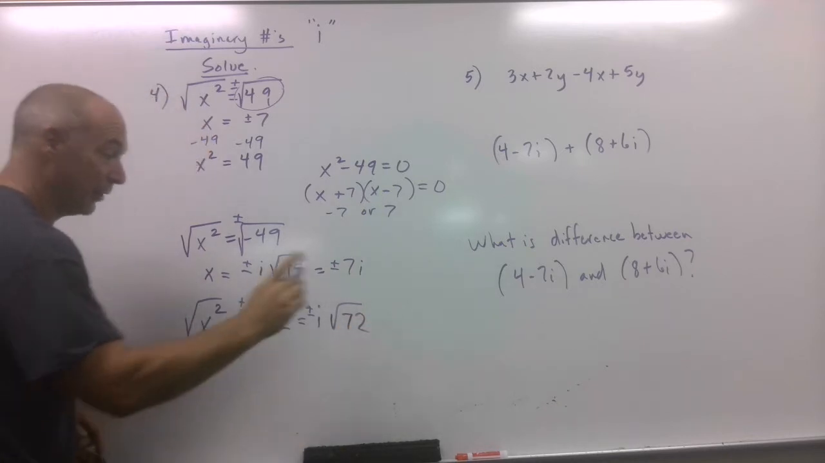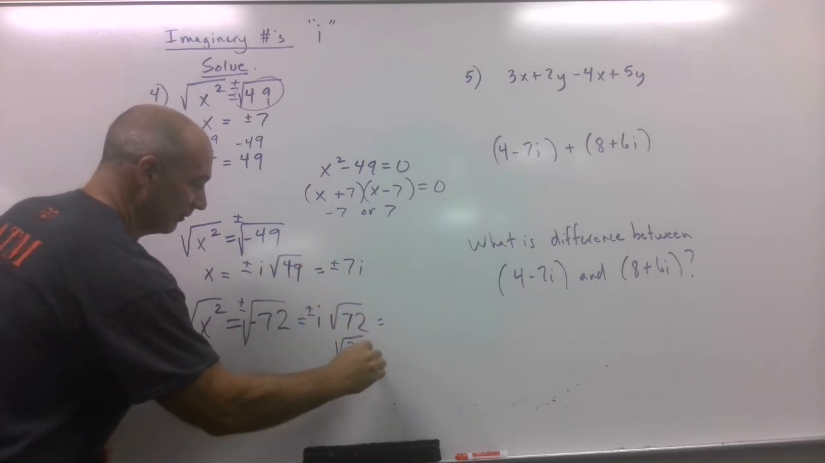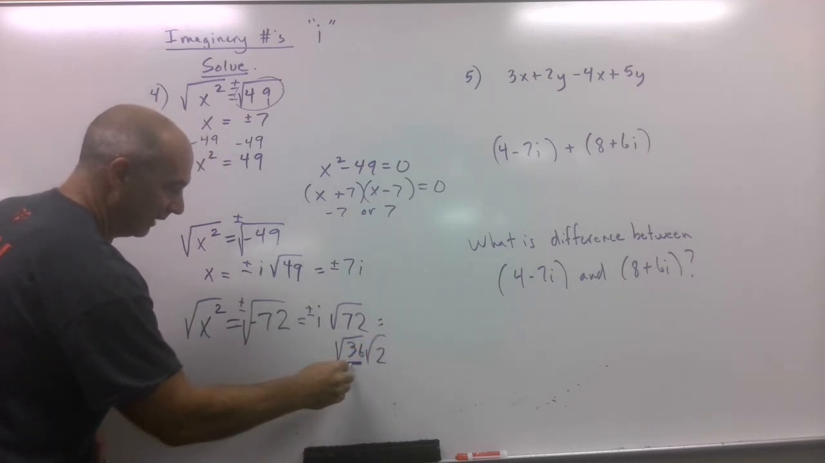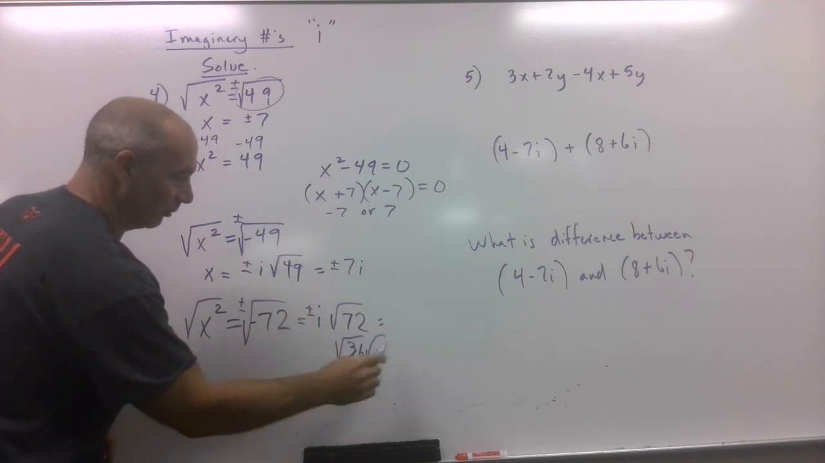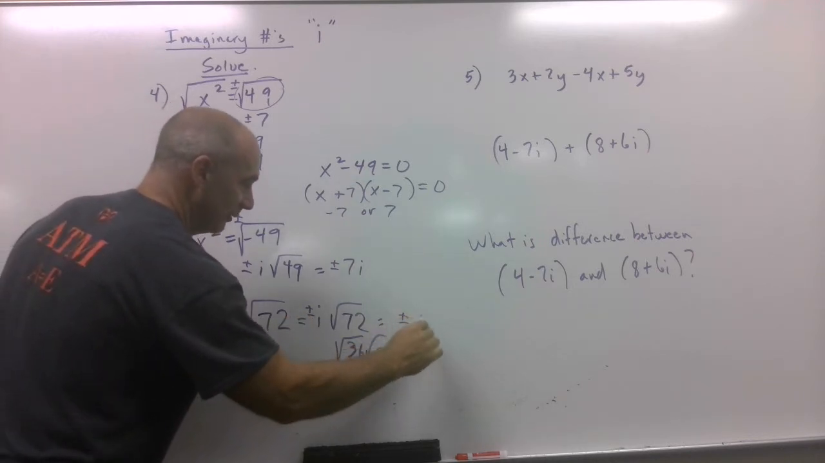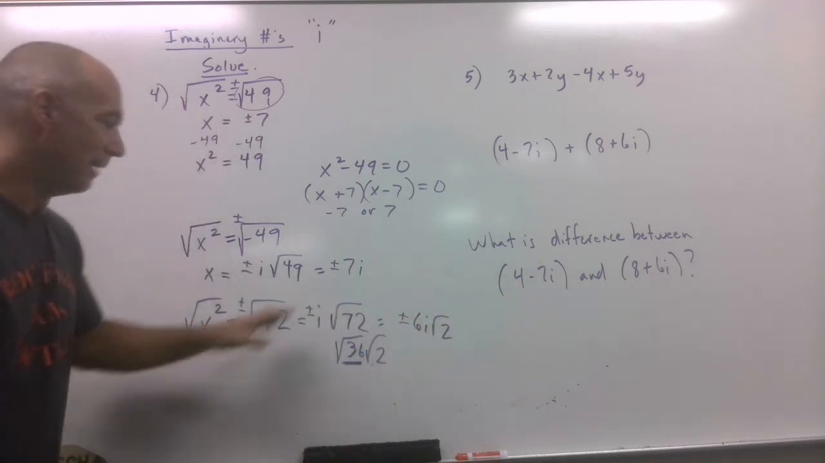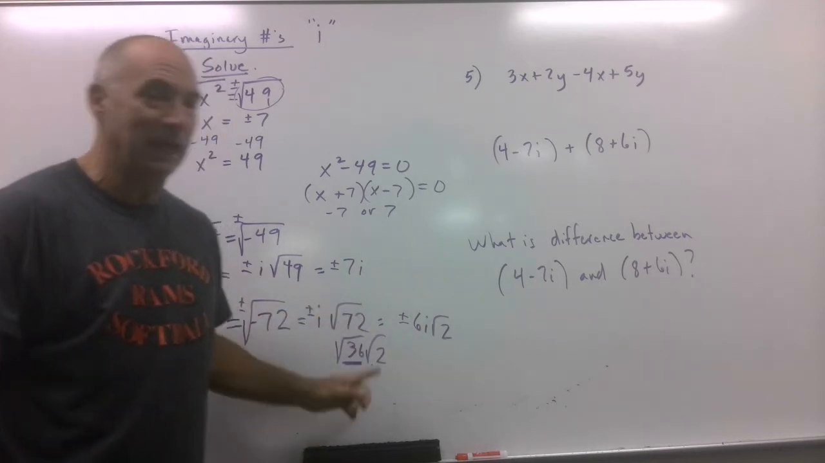Am I done? No, because the square root of 72 can be written as the square root of 36 and 2. Now I've got this that turns into a 6. I've got the plus or minus and the i and the square root of 2. So here it comes, plus or minus 6i square root of 2. A lot more going on in this one, but if you keep track of your parts, you should be okay.